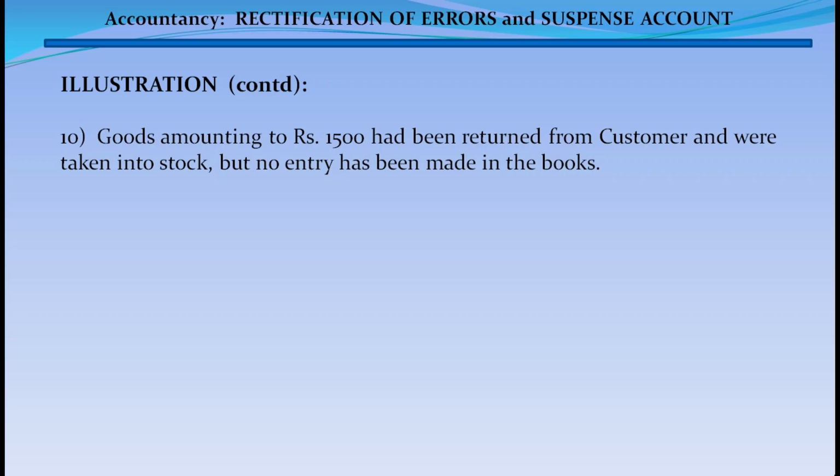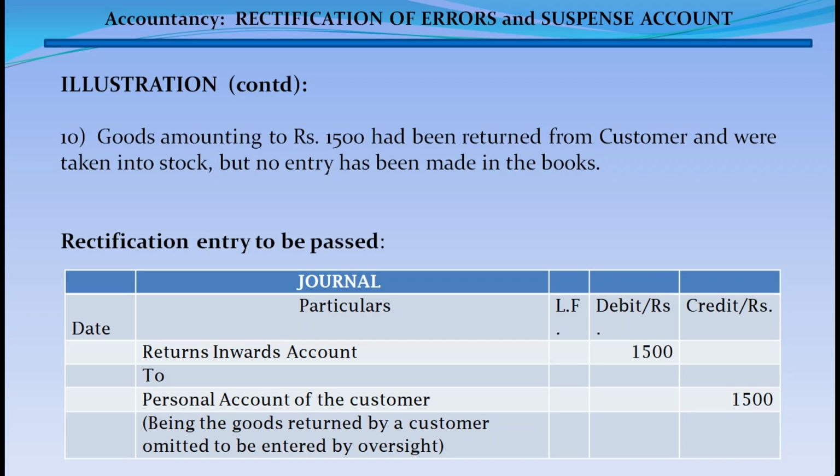10. Goods amounting to rupees 1,500 had been returned from a customer and were taken into stock, but no entry has been made in the books. Rectification entry to be passed. Return inwards account debtor to personal account of the customer 1,500 credit, being the goods returned by a customer omitted to be entered by oversight.